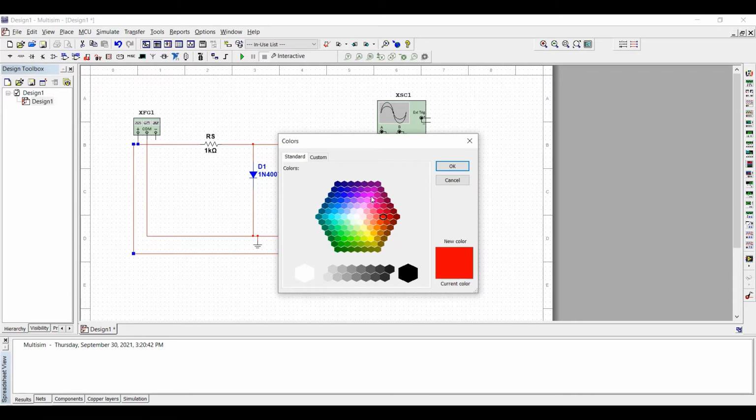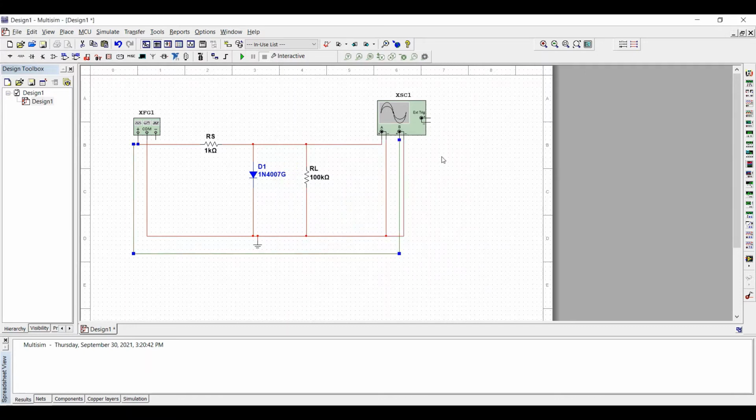I'm taking it as purple, or I can take it as green. Okay. So remember, the output is available at channel A with red waveforms, and input is available at channel B with green waveforms. This is your circuit which we have implemented.